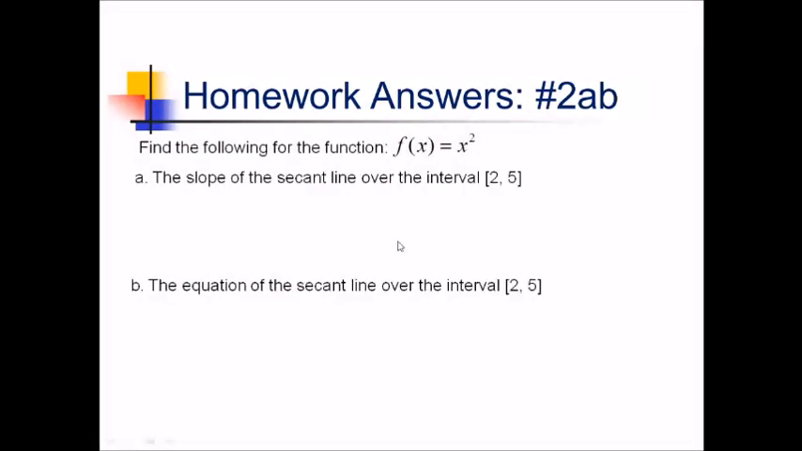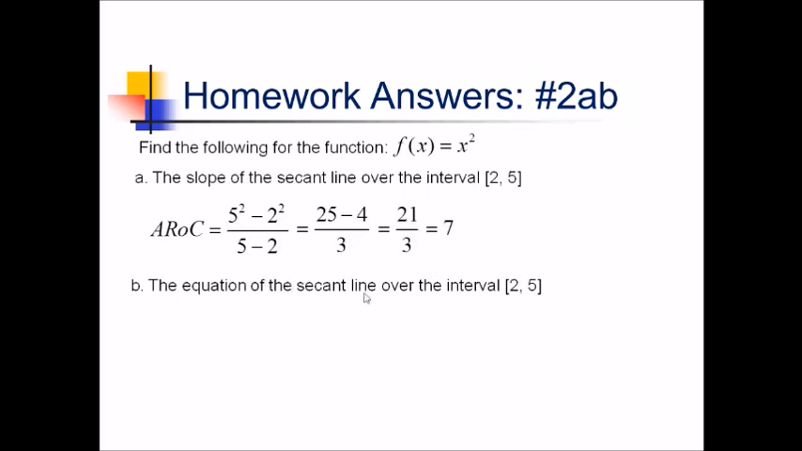For this problem, we're given the function x squared, and we want the slope of a secant line over the interval 2 to 5. So we essentially need to do our AROC formula here. So f of 5 minus f of 2 over 5 minus 2. So that's going to be 5 squared minus 2 squared over 5 minus 2. 25 minus 4 over 3 ends up giving us 21 over 3, which is 7.